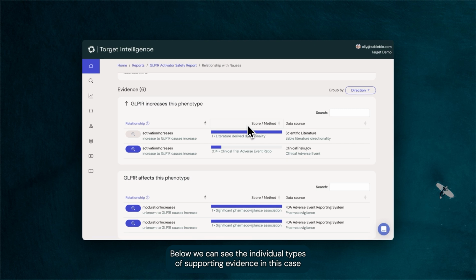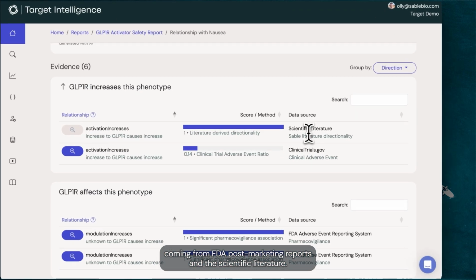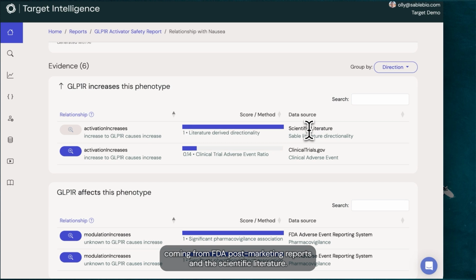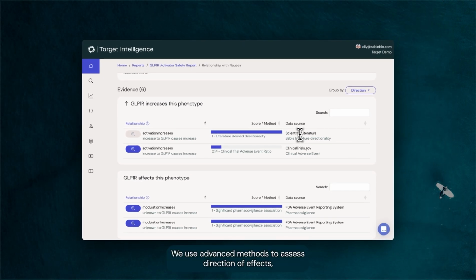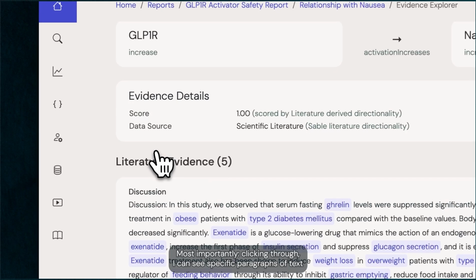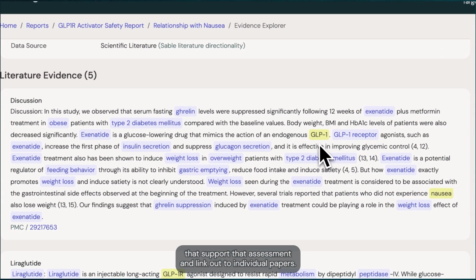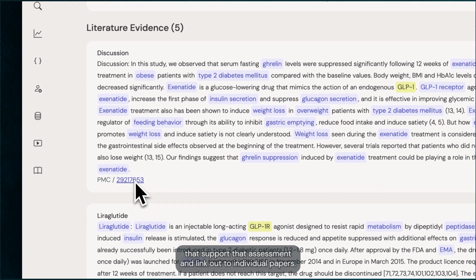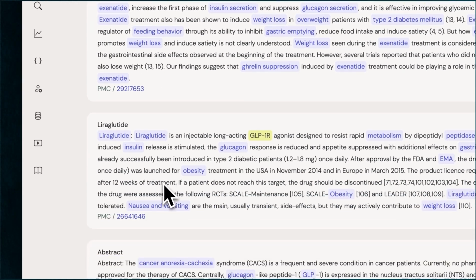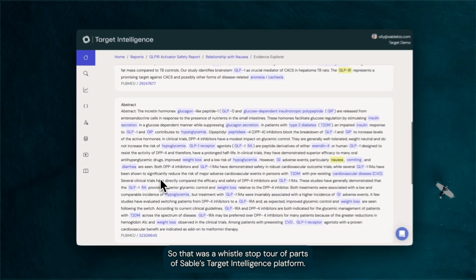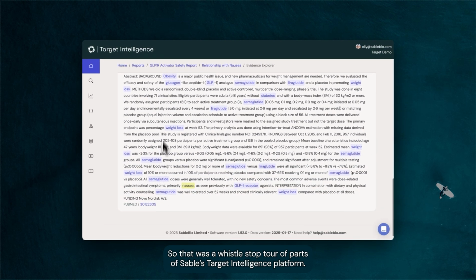Below, we can see the individual types of supporting evidence, in this case coming from FDA post-marketing reports and the scientific literature. We use advanced methods to assess direction of effects, indicating that this phenotype may increase when activating GLP-1R. Most importantly, clicking through, I can see specific paragraphs of text that support that assessment and link out to individual papers. So that was a whistle-stop tour of parts of Sable's Target Intelligence platform.